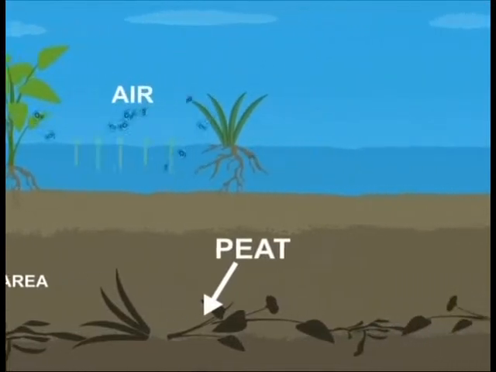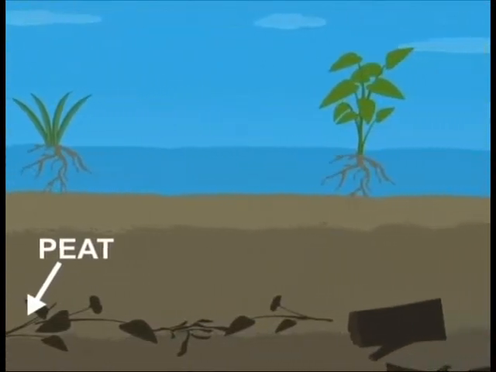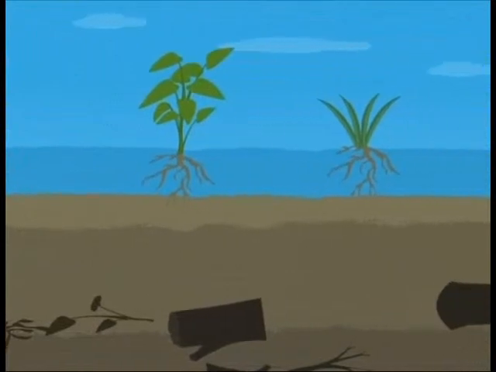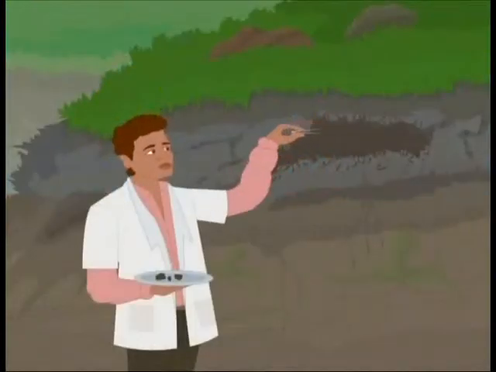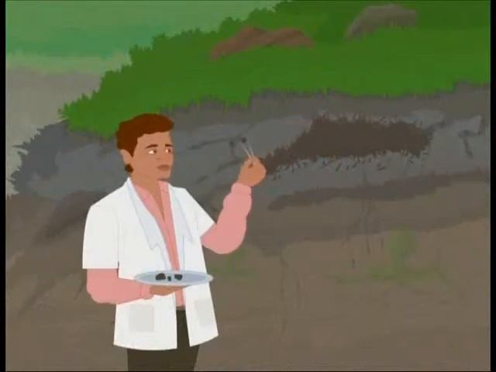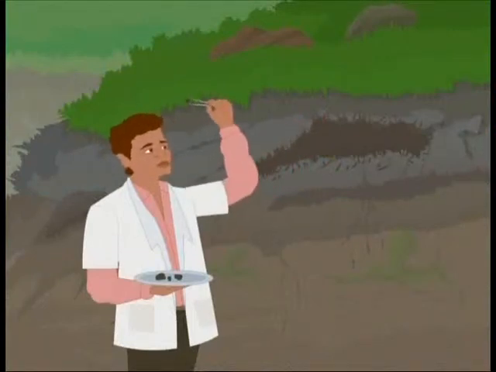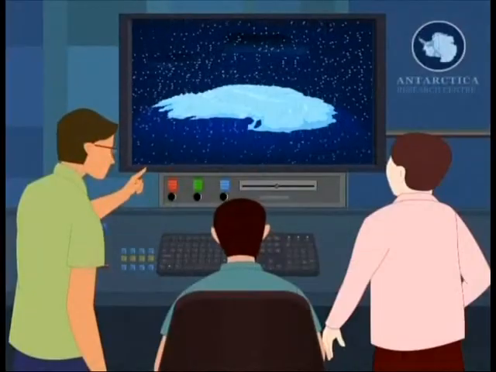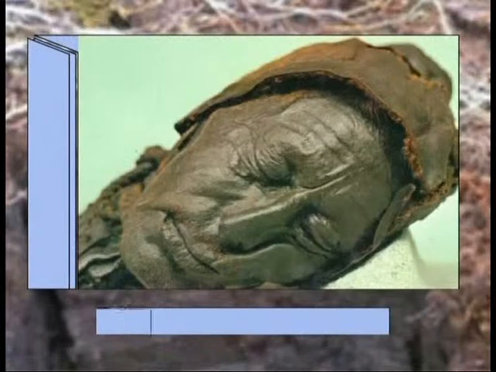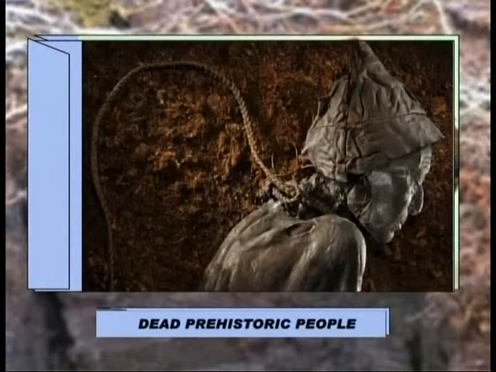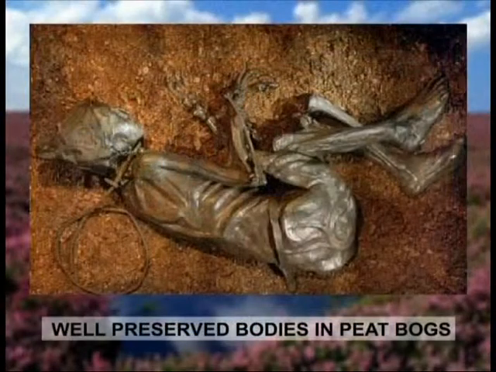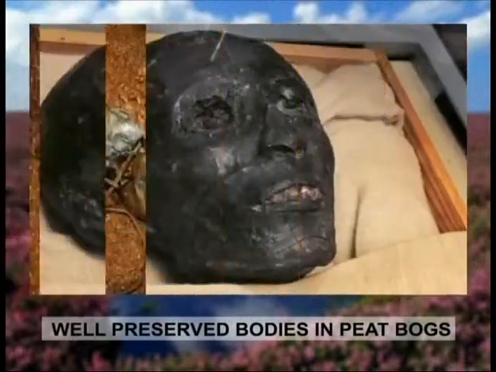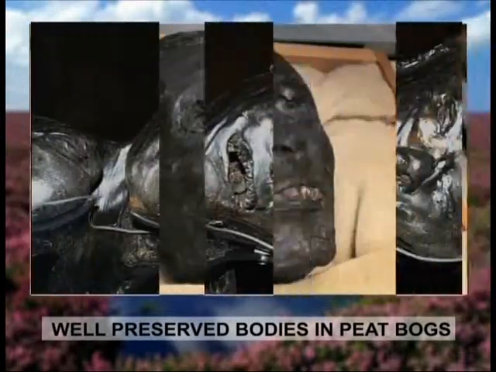This peat contains many undecayed parts of trees, some of them even thousands of years old. The remains of ancient plants in the lower layers have enabled scientists to study what could have been the Earth's environment in the past. Some dead prehistoric people too have been found in peat bogs. In fact, they were so well preserved in the peat bogs that scientists could tell what their last meals were.